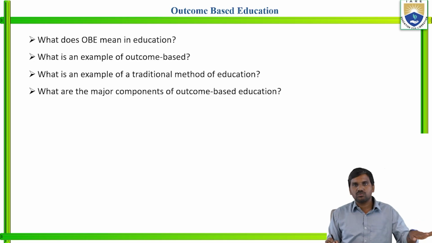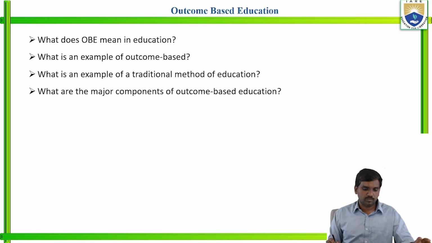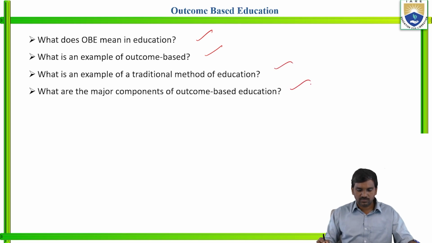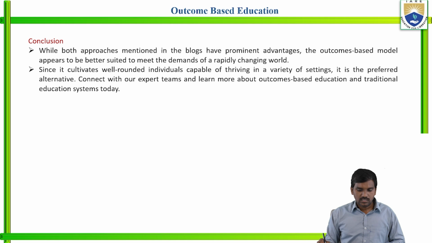So these are some questions that we may get from OBE. What does OBE mean in education? What is an example of outcome based education? What is an example of a traditional method of education? What are the major outcomes of education? So this is the conclusion.